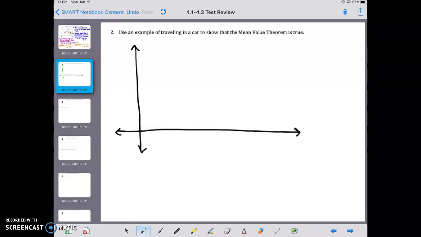So on my x-axis, I am going to have time. And again, I've got some interval from A to B here. And on my y-axis, I am going to have the velocity of my car. And so, I don't know, I might go from like 10 miles per hour up to about 60 miles per hour.